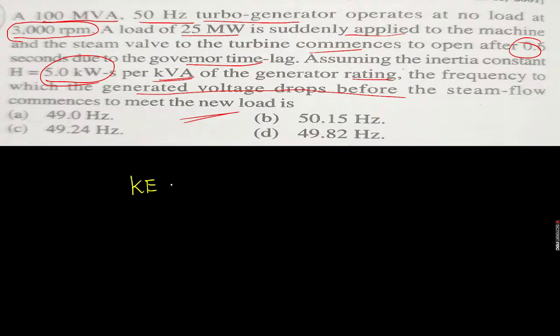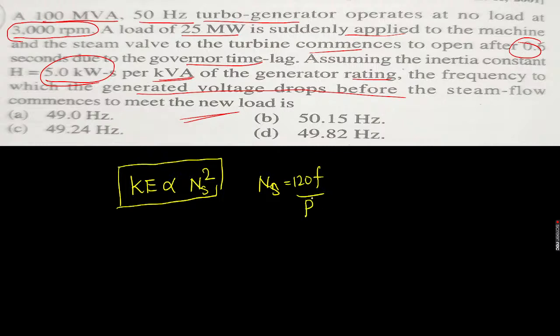Kinetic energy, we all know, is directly proportional to the square of the speed of the machine. Since we are in a synchronous machine, that is the synchronous speed. Ns can be written as 120 times F divided by P. Since the poles of the machine are always constant, Ns is directly proportional to F. So from this I can say the kinetic energy of the machine is directly proportional to F square.